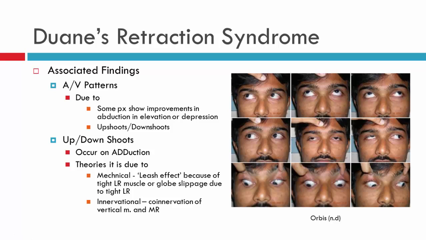Okay, so the AV patterns tend to be associated with upshoots or downshoots, or they can be associated with improvements in abduction. So this patient doesn't have limited abduction, but those who do, you can sometimes see an improvement in the abduction in down gaze as an example, in which case you usually see an A pattern, or you may see improvements in abduction in up gaze, in which case you usually see a V pattern. In terms of the upshoot that we see here, why does an upshoot or a downshoot occur?